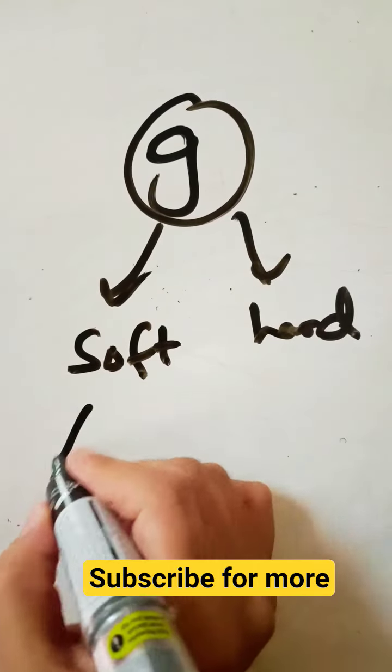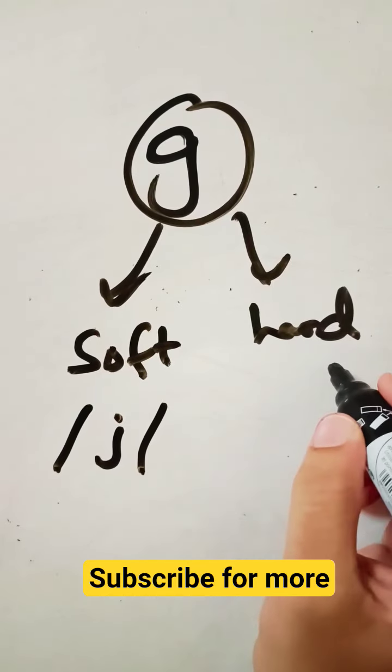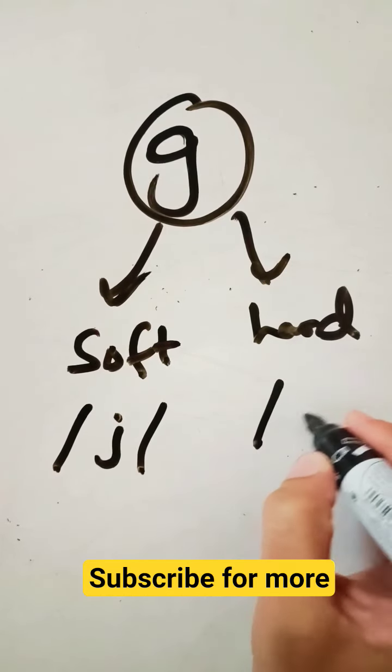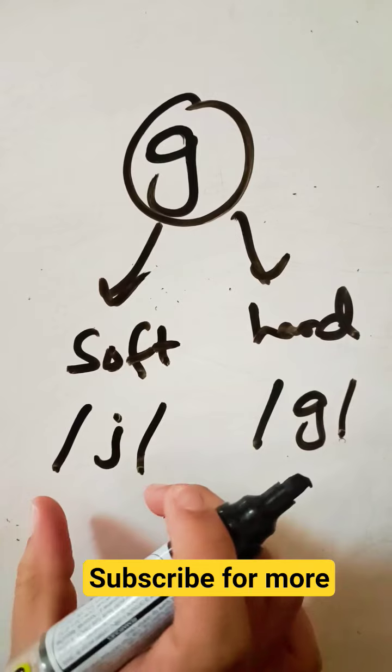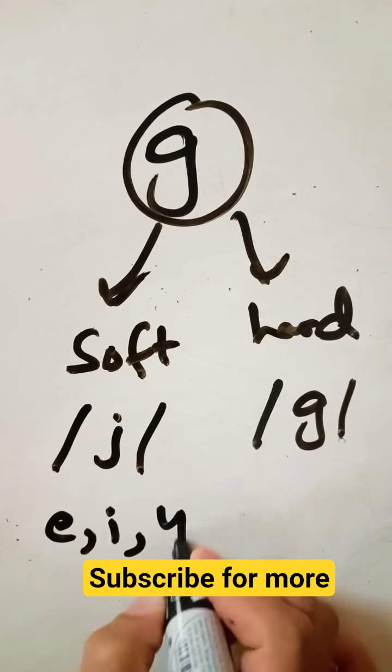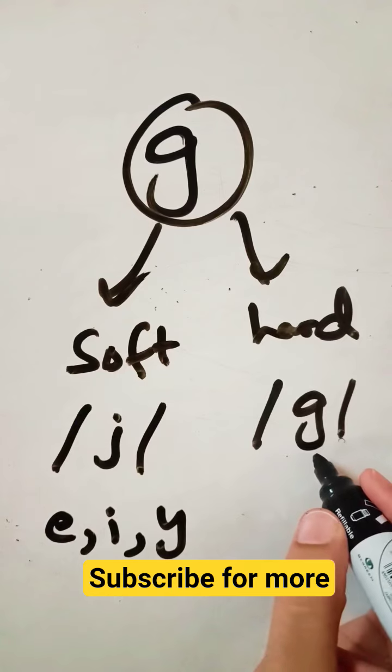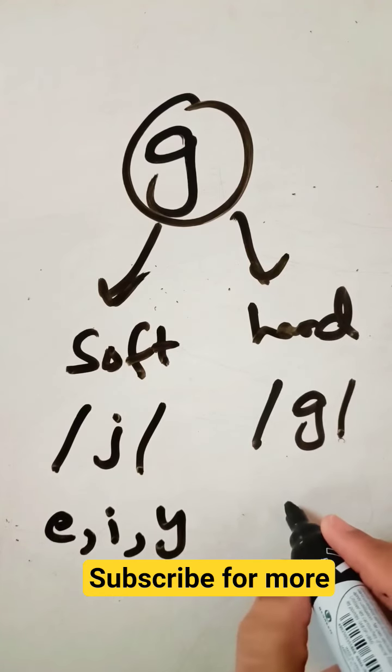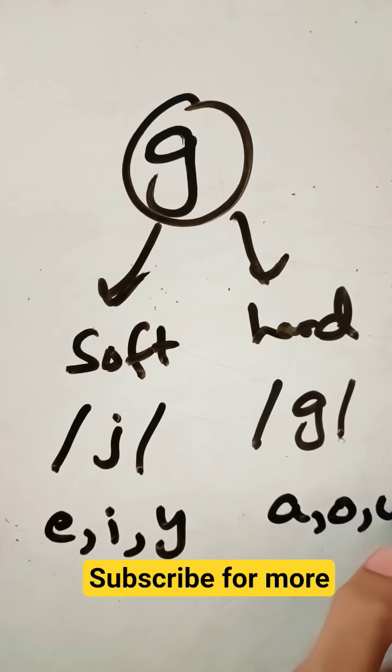Its soft sound is like J and its hard sound is its consonant sound, that is G. It makes the soft sound whenever it comes before E, I and Y, and it makes its consonant sound G whenever it comes before A, O and U.